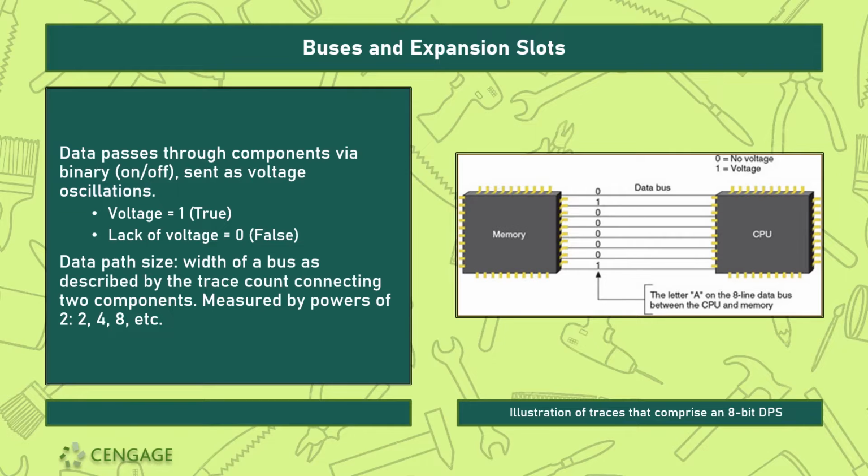The data path size of a component is the width of a bus, described by measuring the trace count. Now, traces, because of how binary mathematics works, are measured by powers of 2. So 2, 4, 8, 16, etc.